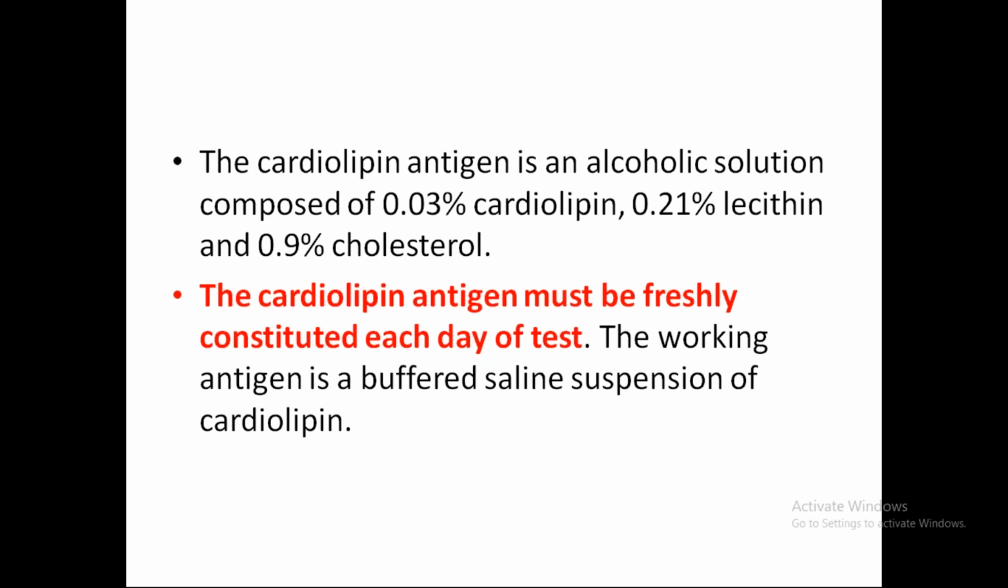Next, composition. What is the composition of cardiolipin antigen? It is an alcoholic solution consisting of about 0.03% of cardiolipin, 0.21% of lecithin, and 0.9% of cholesterol.